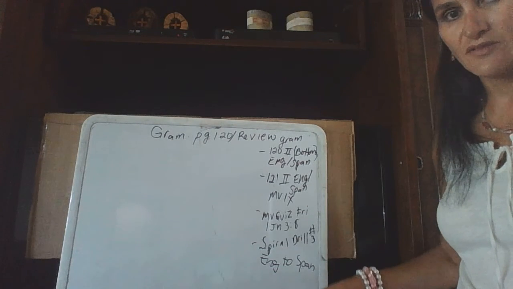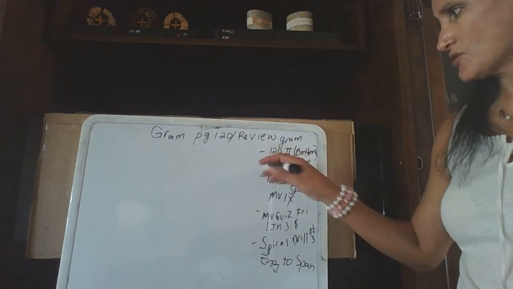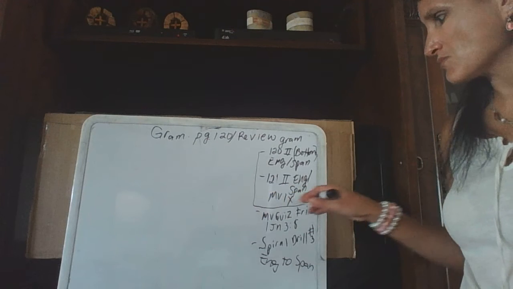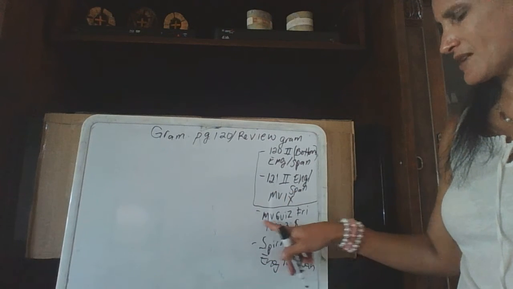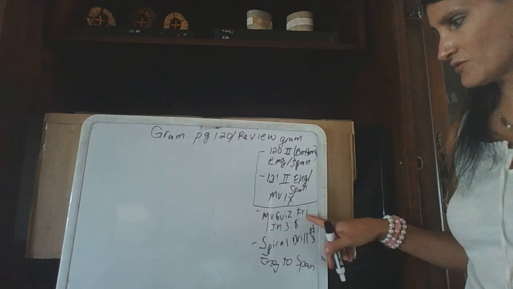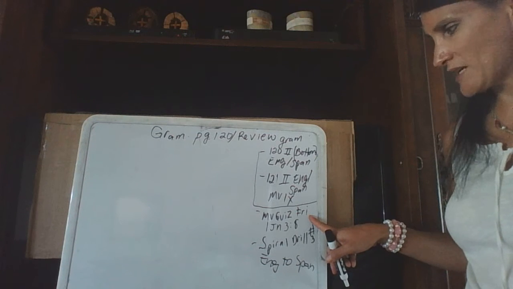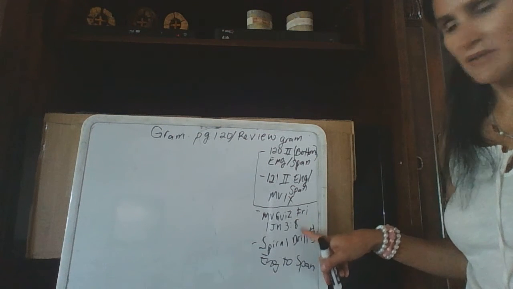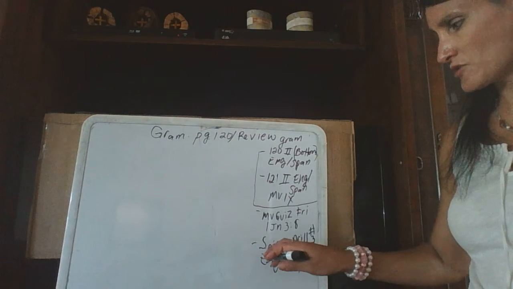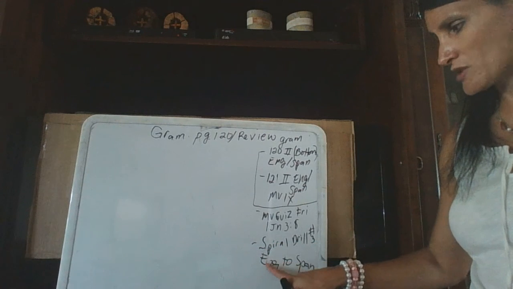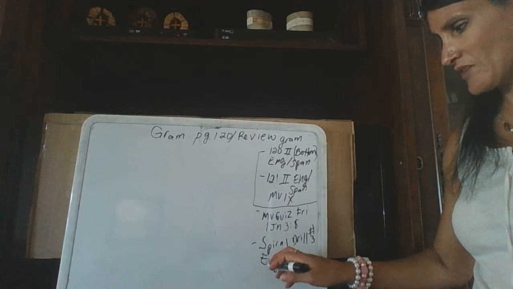Now there's a lot of information here. So this is your homework assignment right here. And then I also have noted that you have a quiz on Friday, 1 John 3:8. You can call me anytime this week. And you have another spiral drill. This is your third one. We have 4 to get all together. We've done 2, so we have 2 left.